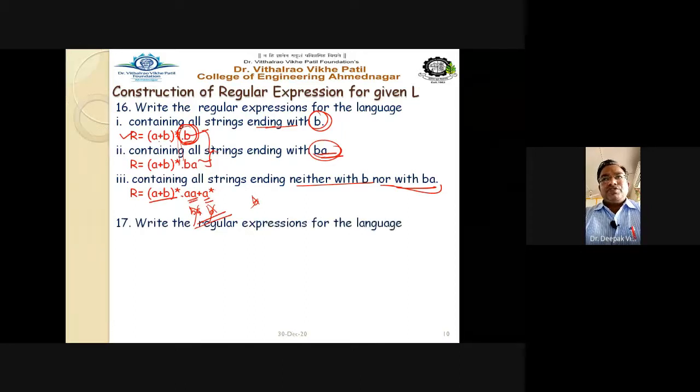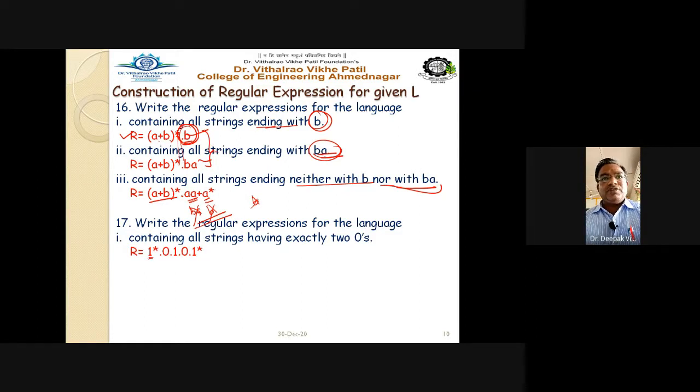Write the regular expressions for the language. First sub question: containing all strings having exactly two zeros. Having exactly 2 zeros, we have already seen this. 1 raised to star dot 0 dot 1 dot 0 dot 1 raised to star. So it contains exactly 2 zeros. Here I think on 1 there must be star. So it must be like this: 1 star dot 0 dot 1 raised to star dot 0 dot 1 raised to star, right? So the meaning is that it must contain exactly 2 zeros, right?